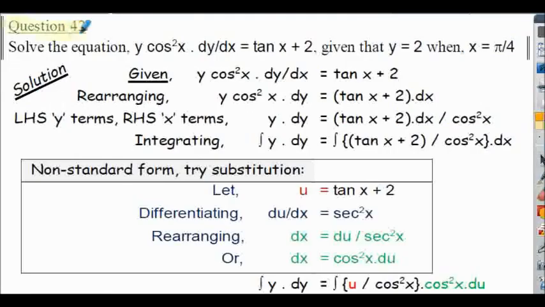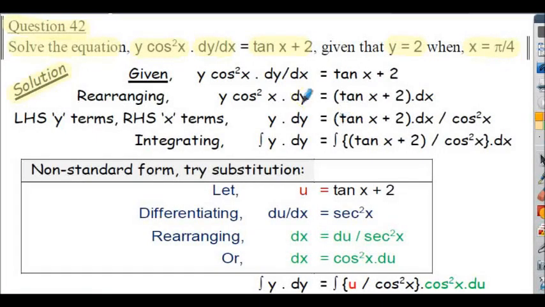Question 42, commencement of the solution. Slightly different functions to deal with here. We're asked to solve the equation y times cos squared x times dy by dx is equal to tan x plus 2. And we're given the condition that when y is equal to 2, x is equal to pi upon 4. That instantly suggests we'll be using radians in our solution.